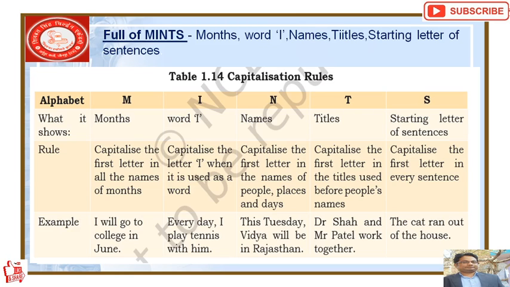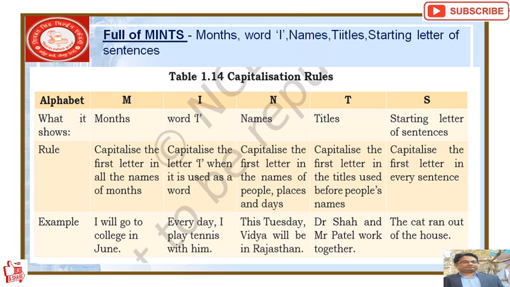Coming to the I. I for I. Whenever we are writing the word I, that I must be in capital letter. For example, every day I play tennis with him. It means that whenever you are writing I, meaning yourself, it should be written in capital letter.